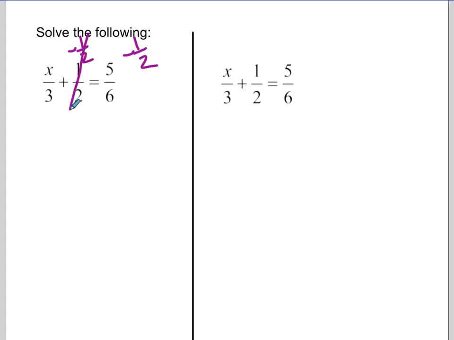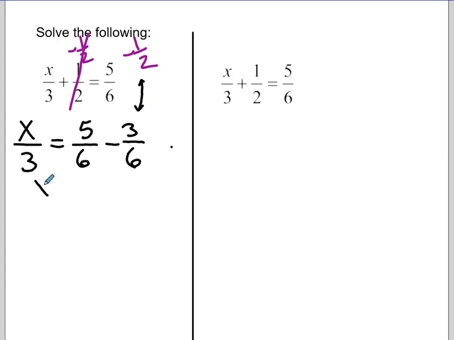It's just a number, so it cancels. So now I'm left with x over 3 equals 5/6 minus a half. But I'm going to do a little changing as I go here. I'm going to just rewrite this as 5/6 minus 3/6. So I'm using an equivalent fraction right here. Okay, so now I have x over 3 equals, now for adding, subtracting fractions, remember just the numerators work together. The denominators do not get touched. So this is 5 minus 3, or 2/6.